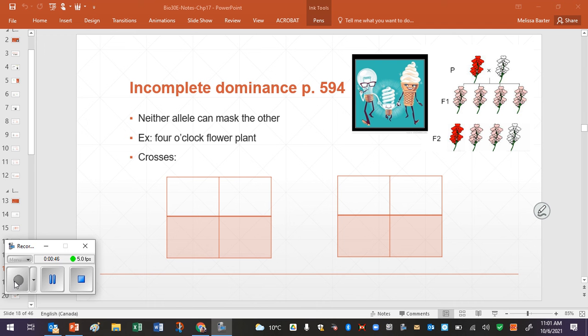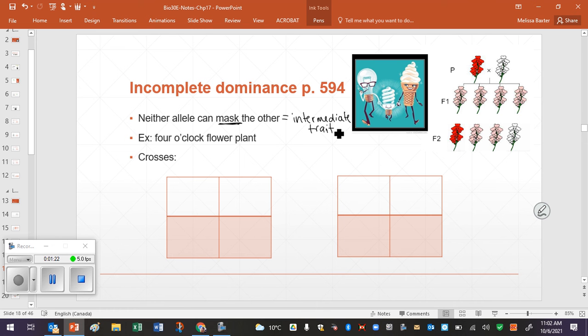Incomplete dominance is when neither allele can mask the other. In complete dominance, one allele totally masks the other. What that means is the dominant allele just showed up. The fact that the person had a recessive allele really didn't make a difference for their phenotype. But in incomplete dominance, now it's going to make a difference. Neither allele can mask the other. The result is that you get an intermediate trait.